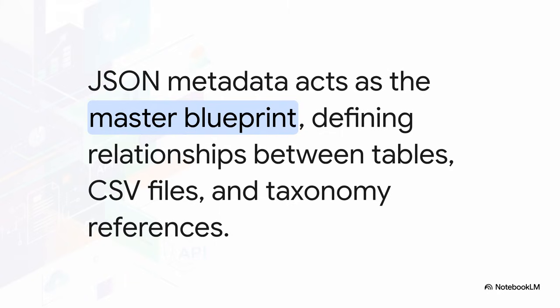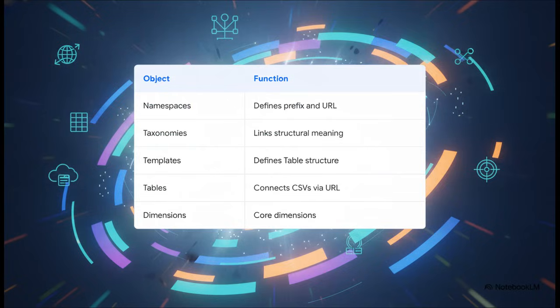Without this JSON file, those CSVs would just be random columns of numbers that nobody could make sense of. So what exactly is inside this blueprint? Well, at the report level, we have namespaces, which define prefixes and unique URLs. Then, taxonomy references link directly to the structural meaning.